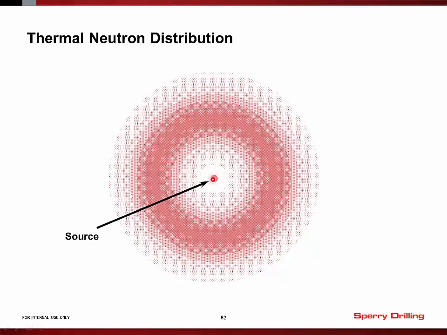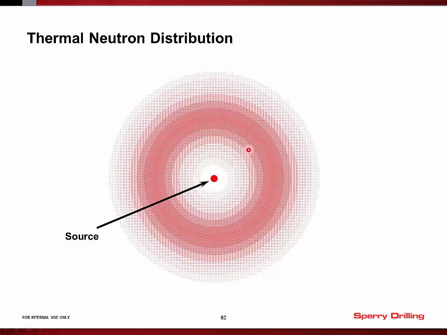Here we have the source. It's radiating neutrons in all directions. And as those neutrons are colliding with atoms in the surroundings, they get slowed down. And the plot is intended to show the concentration of thermalized neutrons around the source. So close to the source we don't get very many because most of them are still moving very fast. They haven't had many collisions and they haven't slowed down.